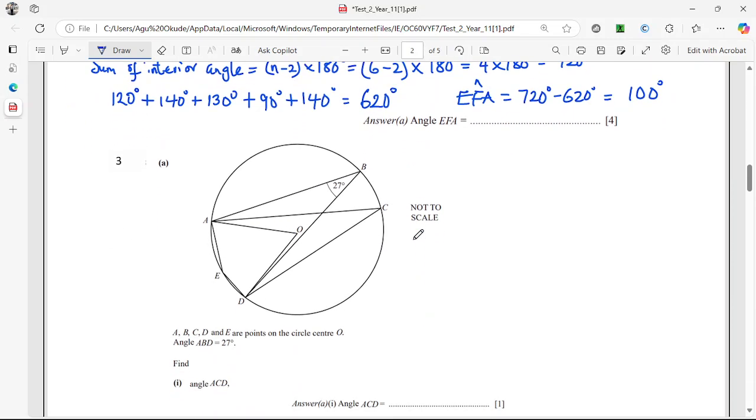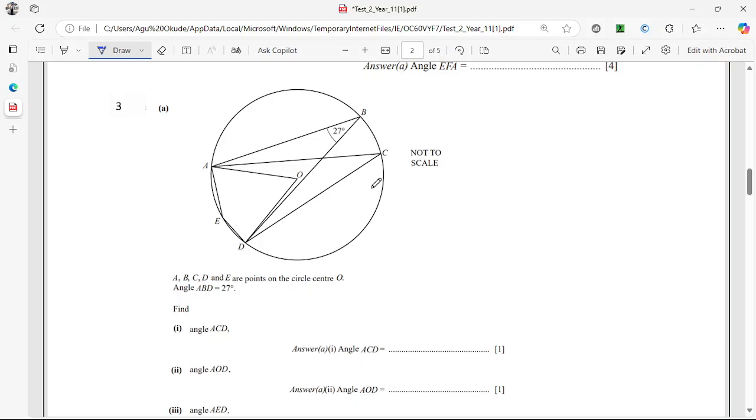Now for number 3, I have A, B, C, D, E are points on the circle with center O. Angle ABD is 27. It's given already. You're asked to find angle ACD. So I'm looking for ACD, the angle over here. The answer is just 27, and the reason is same segment. Angle ABD and angle ACD are angles in the same segment, so they are equal.